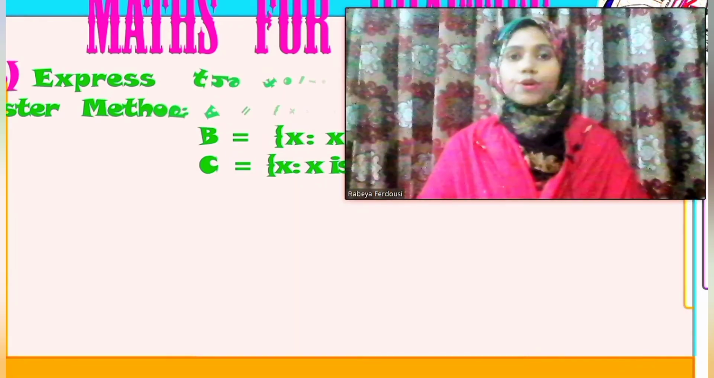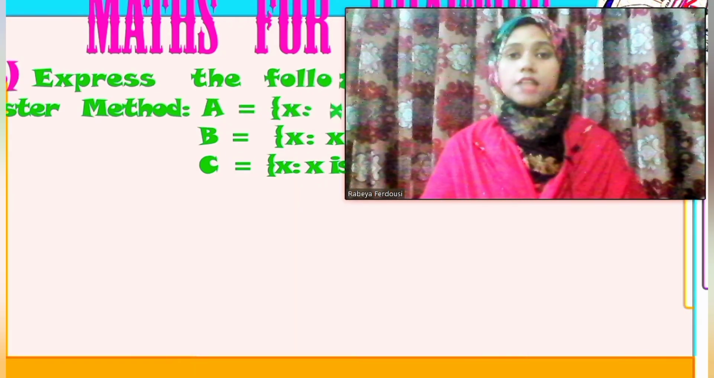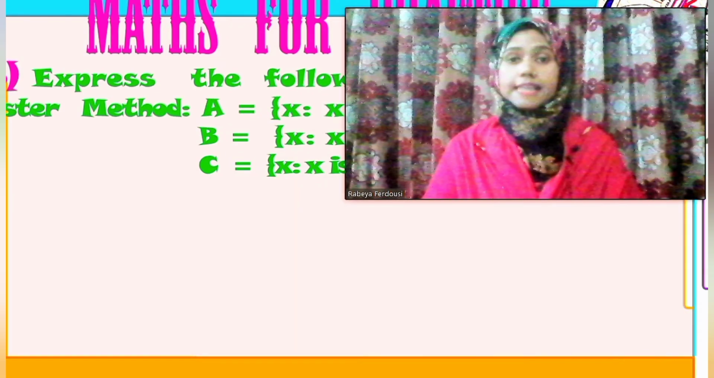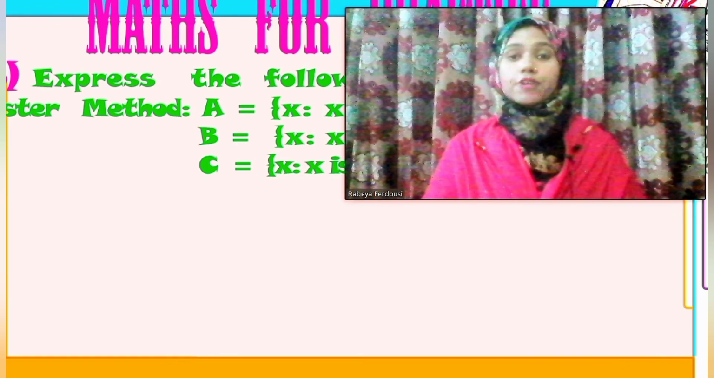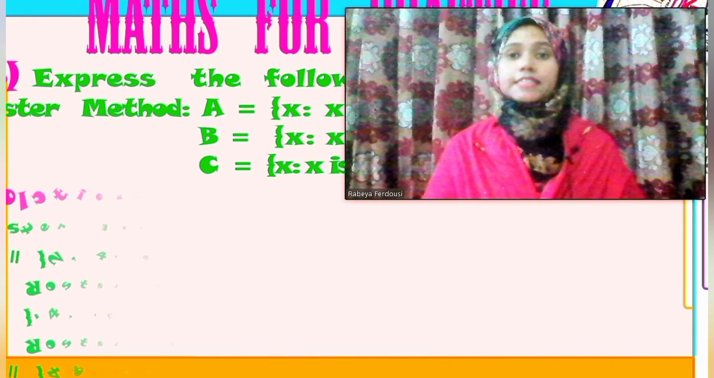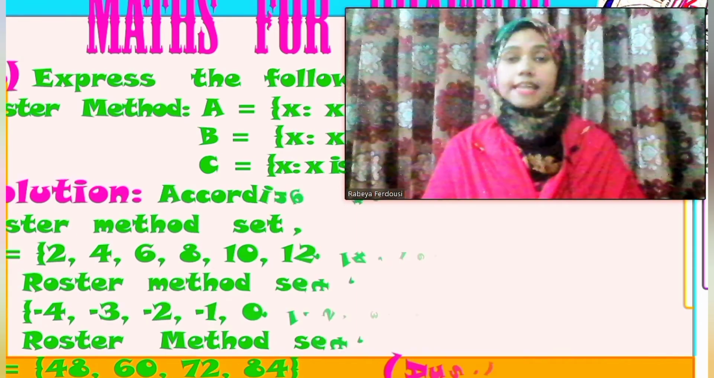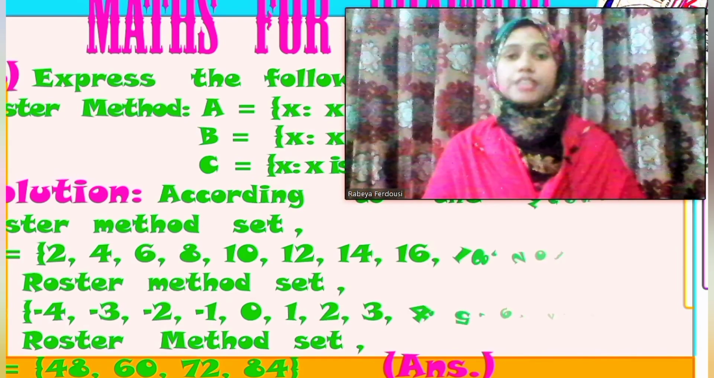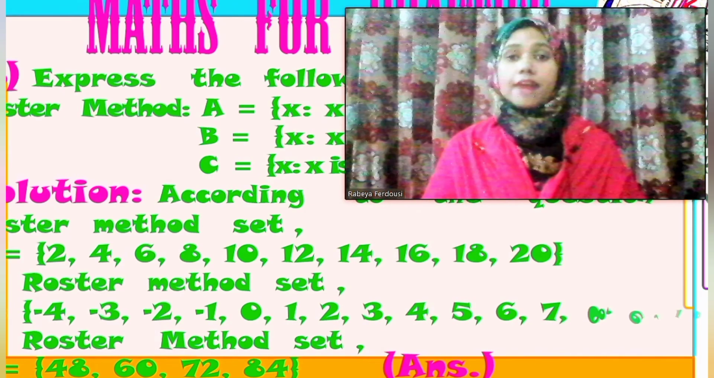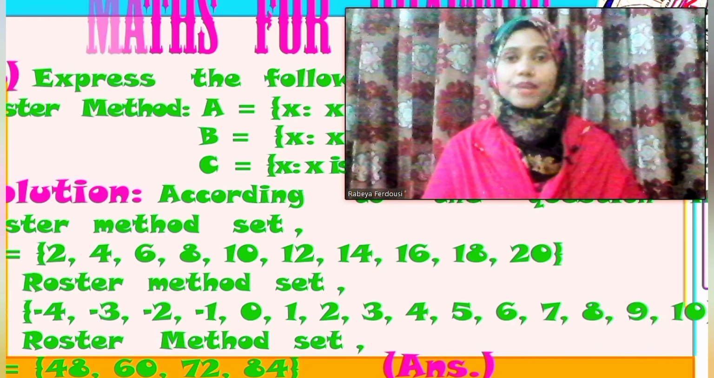So in roster method, the expression of set A will be 2, 4, 6, 8, 10, 12, 14, 16, 18, 20. After that, according to the question, set B contains the numbers which are integers, and by multiplying these integers with 2, we have to take the numbers which are greater than minus 10 and less than 20.